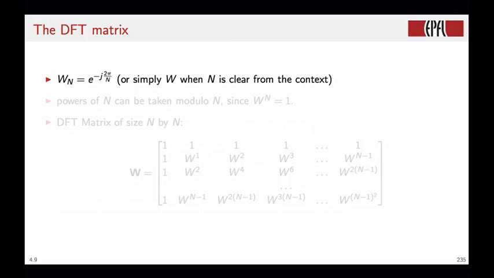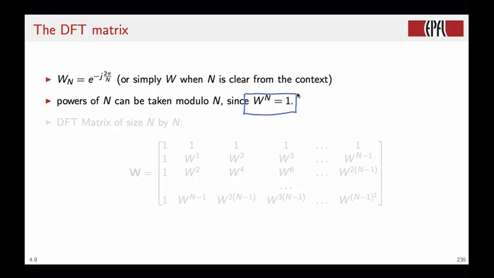Okay, so the DFT matrix, we have seen this object before. We need an nth root of unity, that's here e to the minus j 2 pi over n. And we often write just w, because w_n becomes a little bit heavy in a matrix context. The powers of w can be taken modulo n because of this relationship.